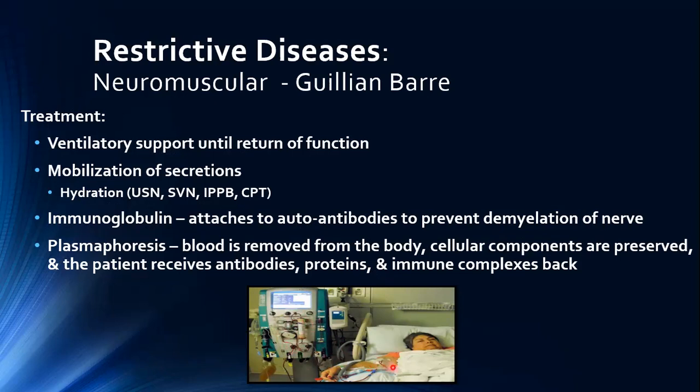It's IV, all her blood is coming out of her, going through all these little systems, and it's cleaning the blood, and it's giving antibodies and proteins and immune complexes back. That's why it's important to give blood, because this is not made up blood. This is somebody else's blood that she's getting those antibodies and proteins from, okay? And then push it back into her body to heal her, all right? So that is the Guillain-Barré neuromuscular restrictive disease, right?